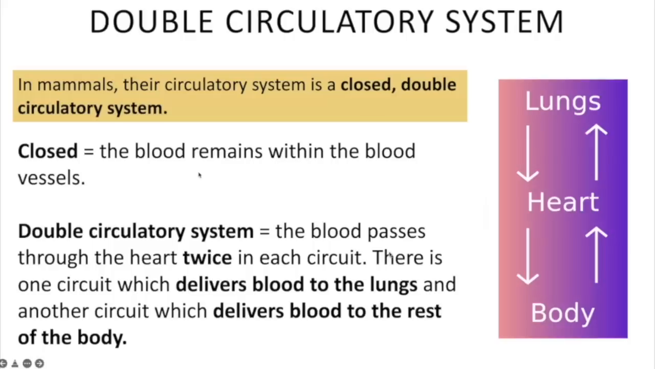In mammals, the circulatory system is described as closed and double. Closed meaning that the blood remains within the blood vessels the entire time, and double referring to the fact that the blood passes through the heart twice in each circuit. So there is one circuit that delivers blood from the heart to the lungs, and the other circuit delivers the blood from the heart to the rest of the body.